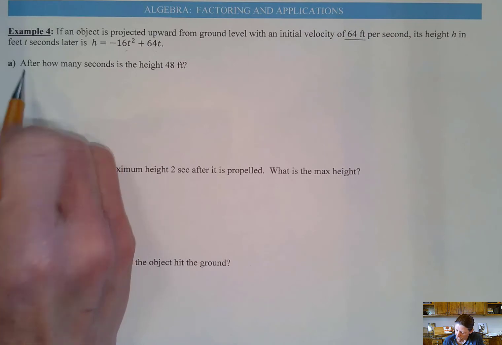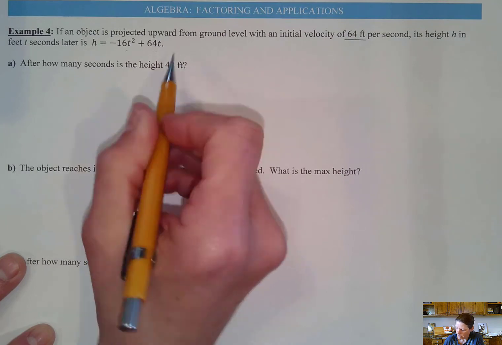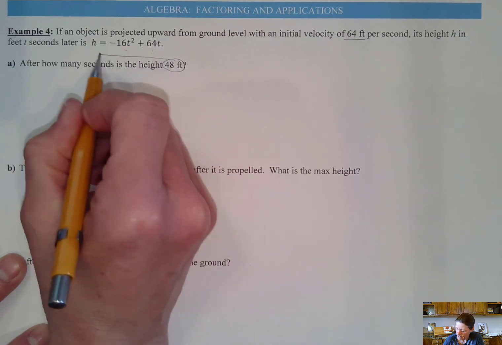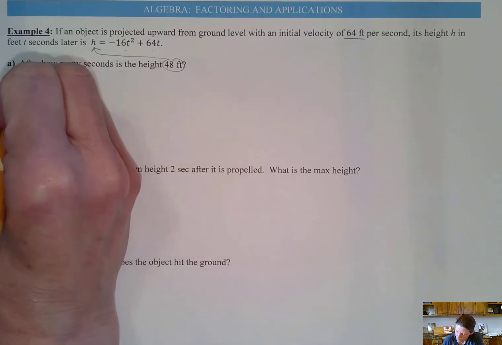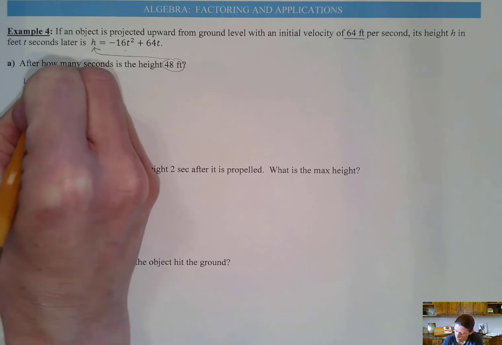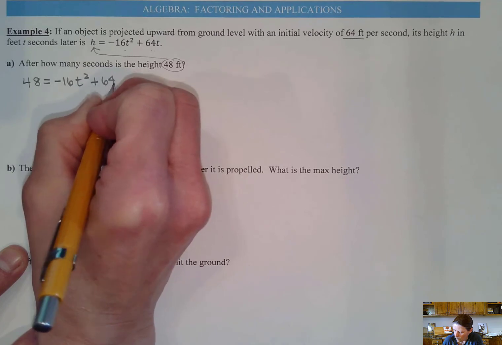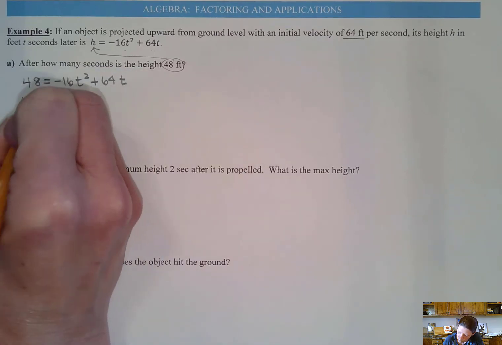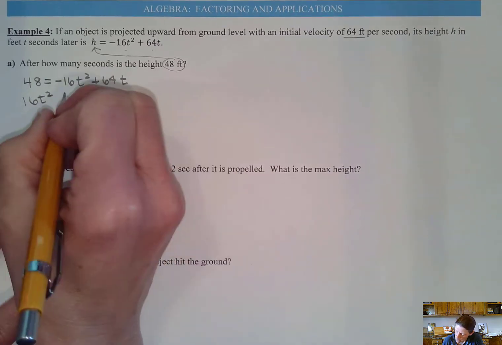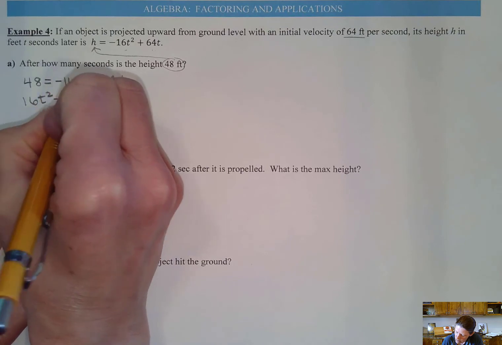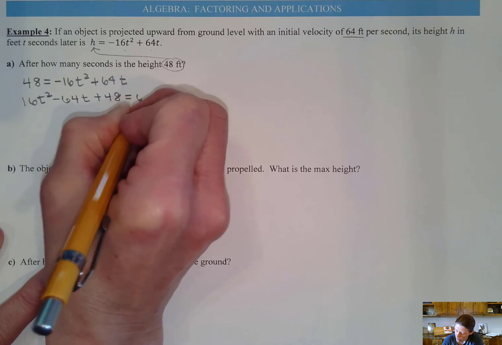Now, in part A, after how many seconds is the height 48 feet? So that's a value for height. And therefore, in this formula, we're going to substitute that in for h. So 48 is equal to negative 16t squared plus 64t. I'm going to move terms to the left-hand side so that my t squared term is positive. 16t squared minus 64t plus 48 is equal to 0.